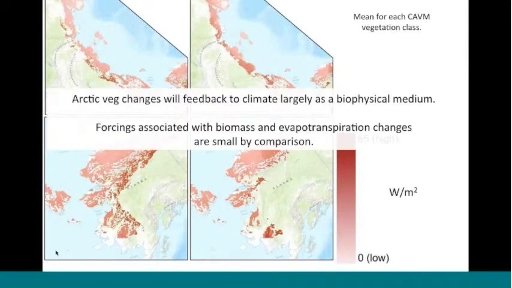But the key message, I think, from this work is that these vegetation changes in terms of their feedbacks to climate will be largely in terms of the energy balance, these albedo energy balance effects. So really the Arctic acts as this biophysical medium in terms of energy balance, because by comparison, the carbon accumulated in vegetation biomass growth is small, as are evapotranspiration changes. So I think this is an area that ABoVE will really be able to help us get a better handle on in terms of the rate and magnitude of feedbacks from vegetation changes taking place.